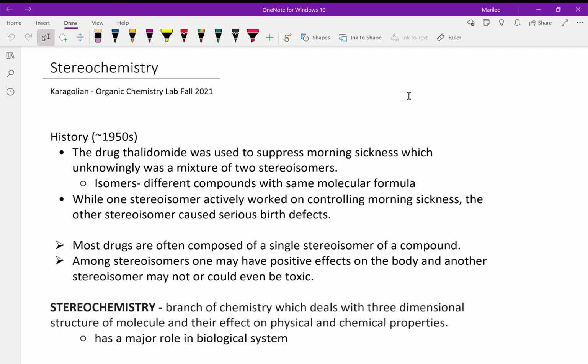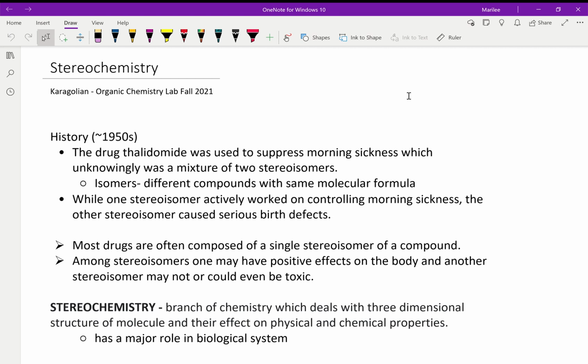So around the 1950s, stereochemistry came into big effect when there was a drug called thalidomide that women were using for morning sickness. And after a while, they realized that this drug was causing birth defects in some women, and in others, it was helping with their morning sickness. So they realized that within the drug were two stereoisomers.